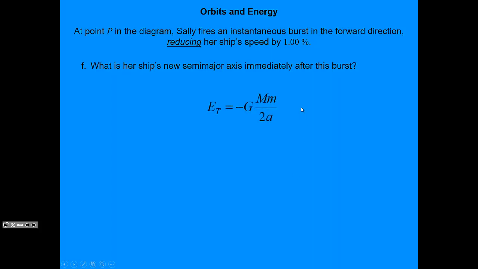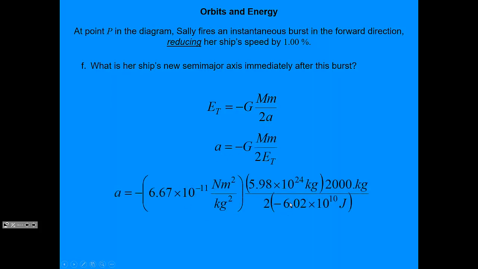Well, the only way to do this is to use our special equation we kind of half derived for the total mechanical energy, using the semi-major axis here. All right, so if we solve for the semi-major axis, and we plug in the new total mechanical energy and all the other numbers we knew, notice here, m is the mass of her ship, which is 2,000 kilograms. We're dealing with very big and very small numbers, right? We get a semi-major axis of 6.63 times 10 to the 6th meters.